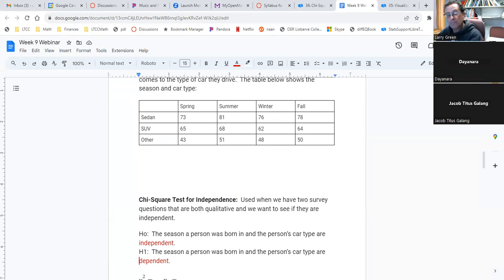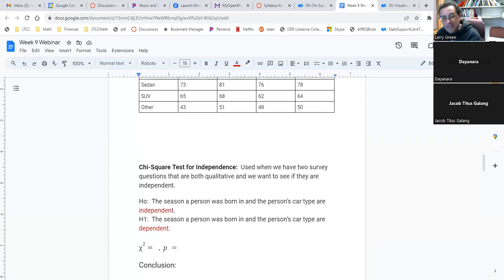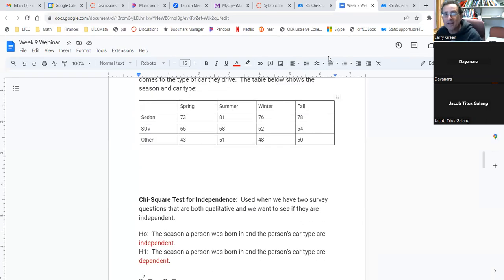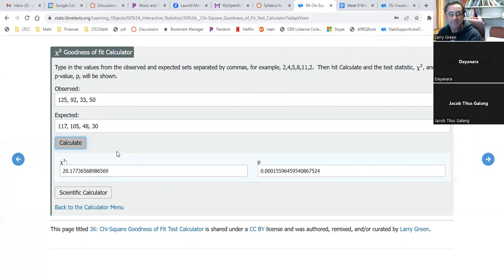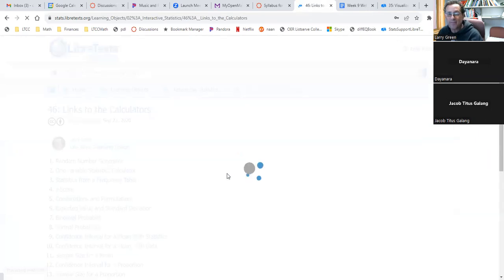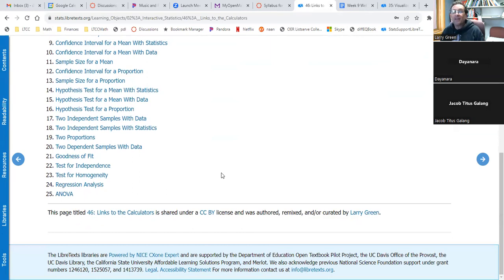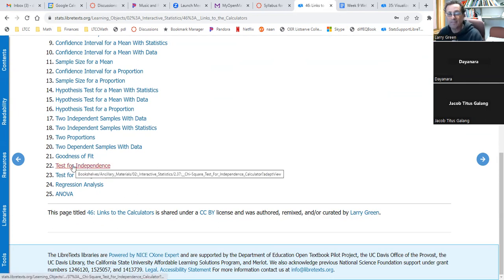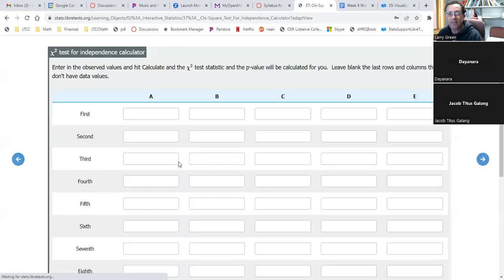Okay. And then we need to go ahead and use a calculator. The goodness of fit calculator is not going to work, by the way. So I'm going to go back to the calculator menu, and hopefully you can tell me what calculator to use. Should be obvious. Yeah, number 22, test for independence. And what we have are first, second, third, fourth, fifth, sixth, seventh, etc., and A, B, C, D, E.